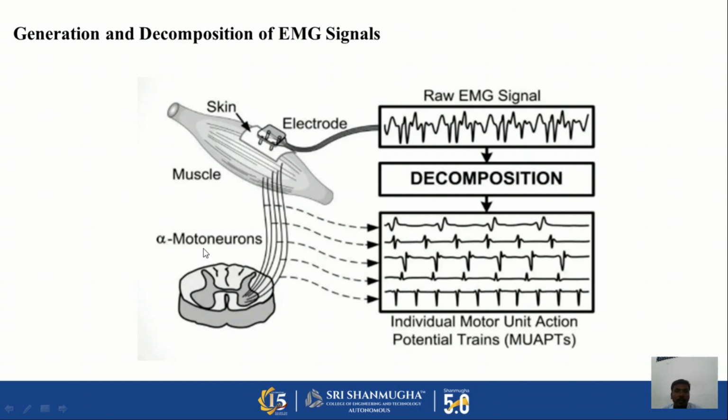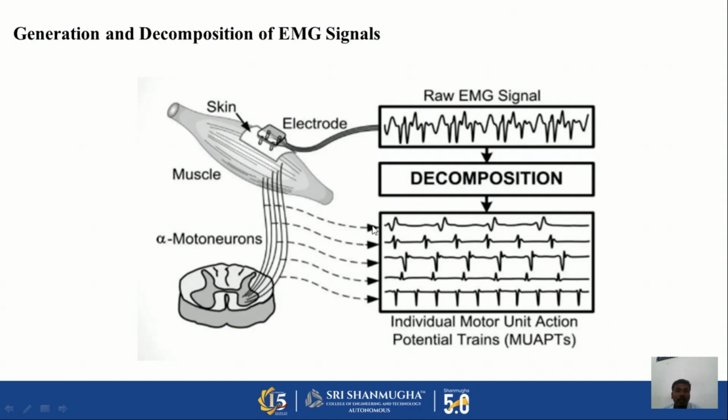When motor neurons activate the muscle fibers, electrical signals known as motor unit action potentials are generated. A motor unit consists of a motor neuron and the muscle fibers it controls. Electrodes placed on the surface of the skin detect these electrical signals produced by the muscles. The signal recorded by the electrode is called the raw EMG signal.